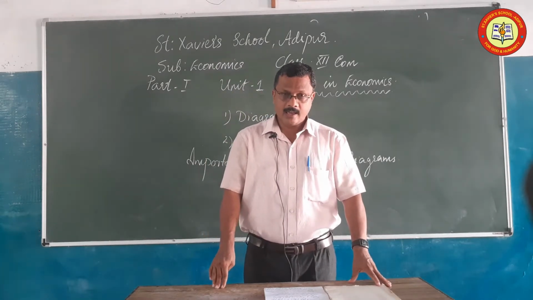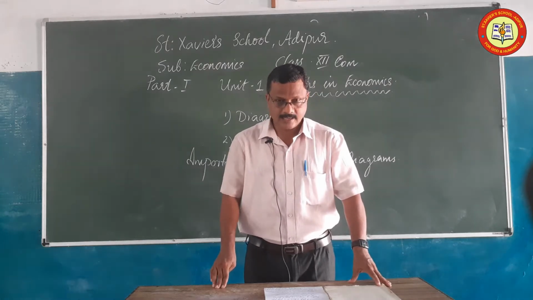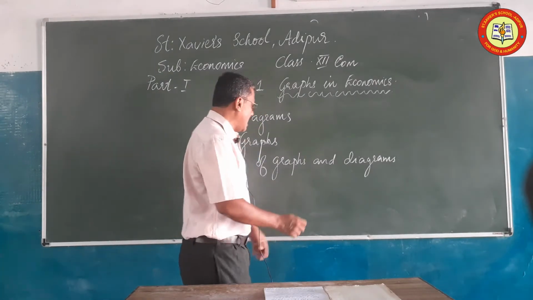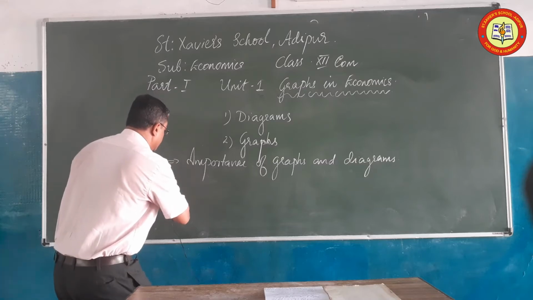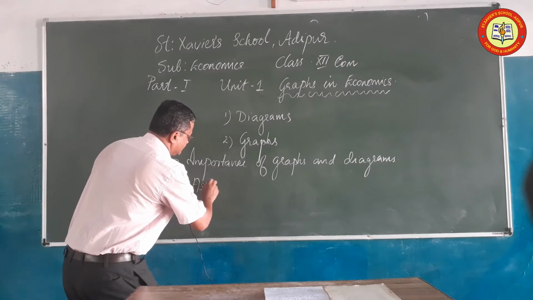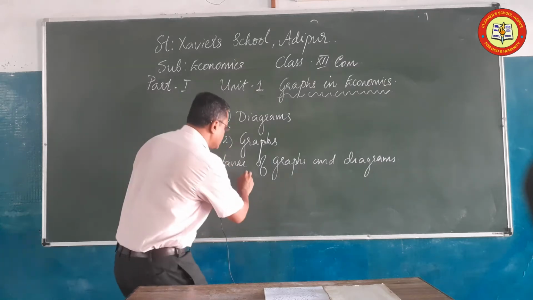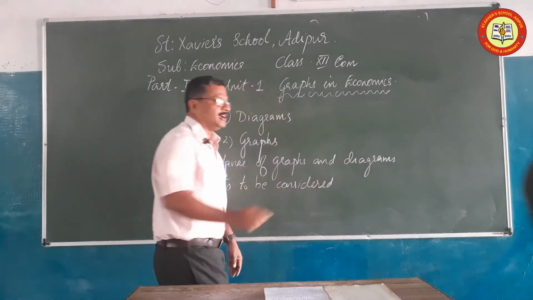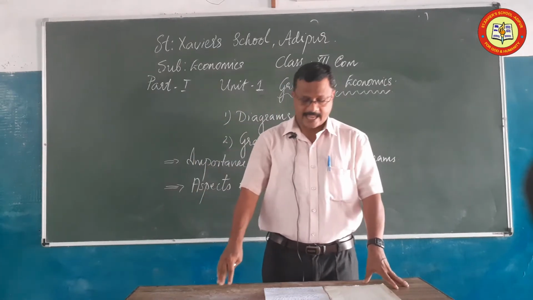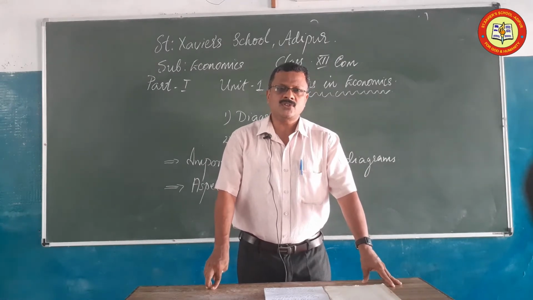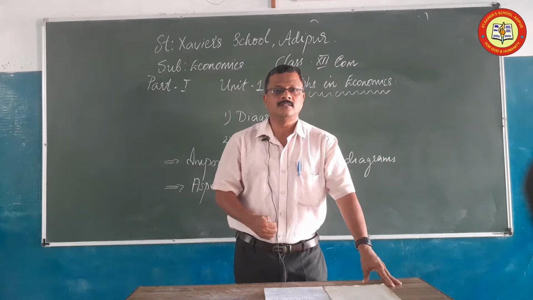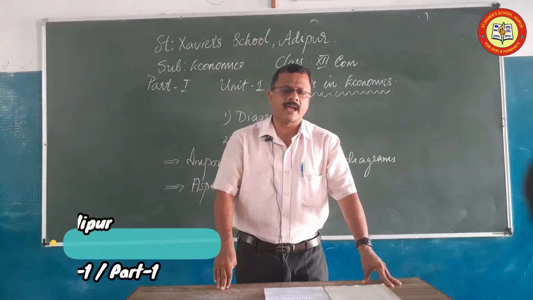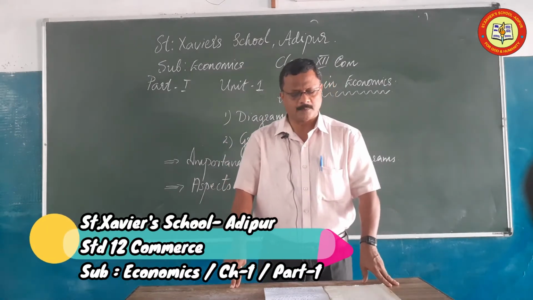As next, we are going to discuss aspects to be considered while drawing a graph or a diagram. If we see in chronological order or in sequence, which are the aspects to be kept in mind while we draw graphs or diagrams.